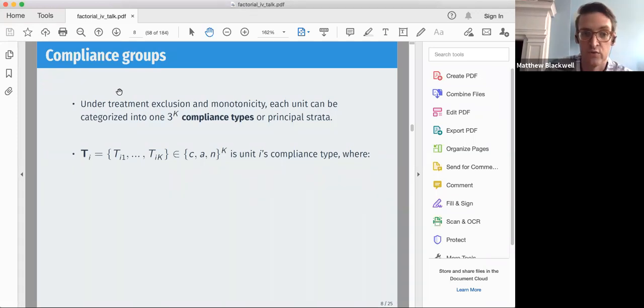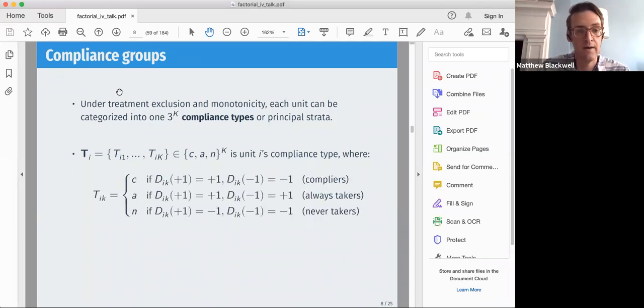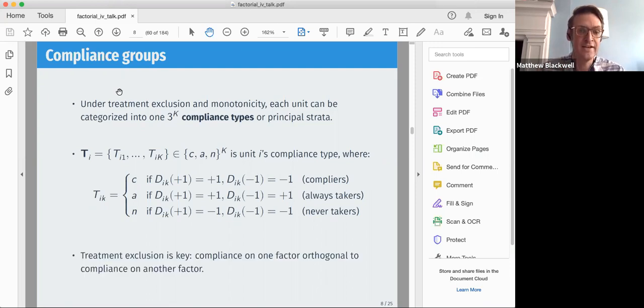And so we'll have this T_i vector, which will be someone's compliance type. Each element of this vector is going to be either a C, an A, or an N, indicating whether that person is a complier, an always taker, or a never taker on that particular factor. And again, to get to this characterization of the compliance type, you need this treatment exclusion, because that is what ensures that the compliance on one factor is orthogonal to compliance on another factor. Again, you can weaken this and make them functions of the others, but it's in the paper, and I'm not going to present it today.